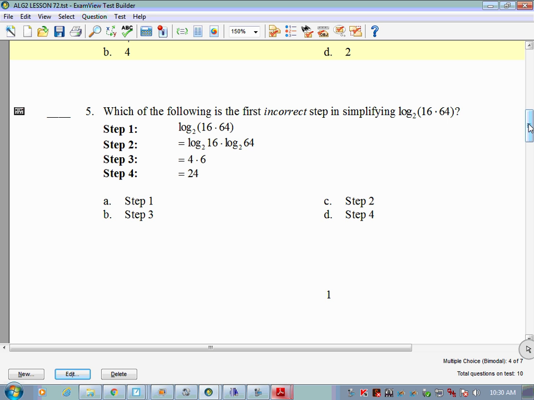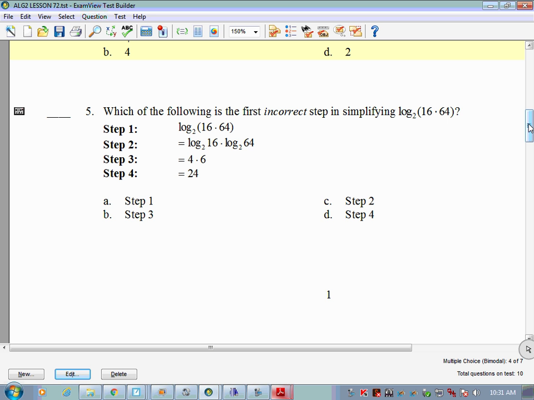It should be what? They should have changed it to addition when they split it. Okay, do you guys see that? So step 2 is where they made the mistake. It should have been 16 plus 64. And then they're going to do everything else wrong from there on out. They're going to end up with 4 times 6 and all this other stuff that should not have come out that way. All right. So step 2 is where they made the mistake. It should have been addition.